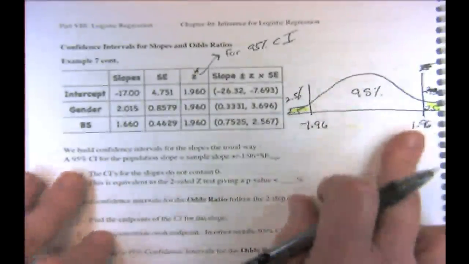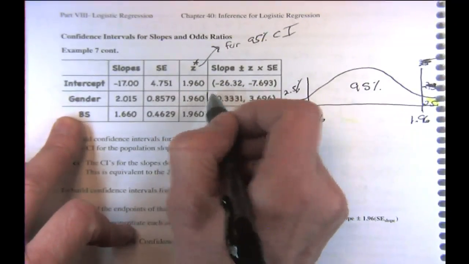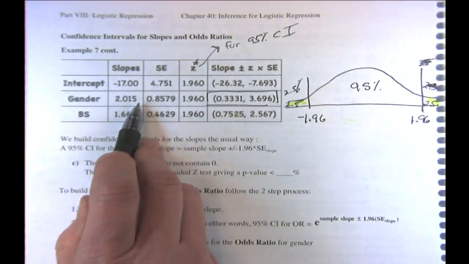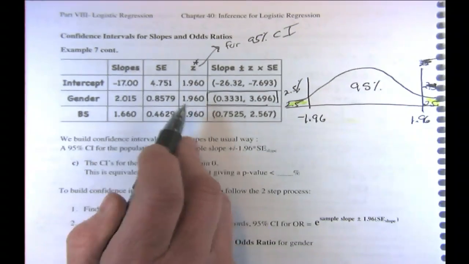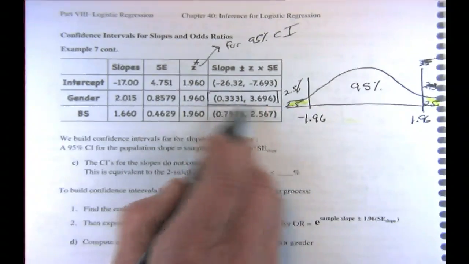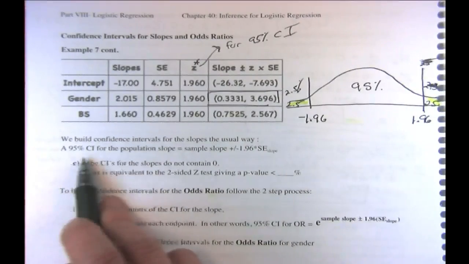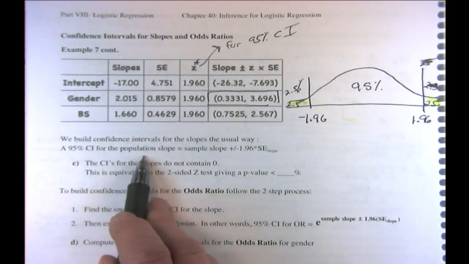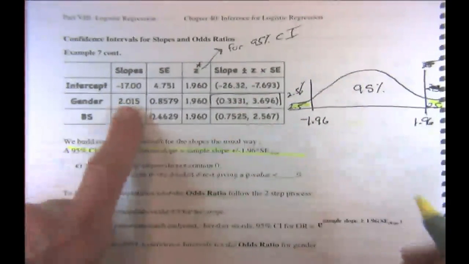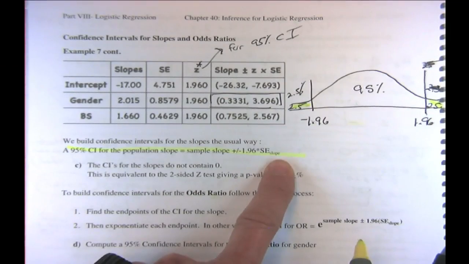Okay, so now we're going to build these confidence intervals. So how did they get these confidence intervals, for example? Well, we can do it. This is just going to be 2.015 plus and minus 1.96 times that. That's these endpoints. All right, so let's do it. A 95% confidence interval for the population slope is the sample slope plus or minus 1.96 times the standard error of the slope.